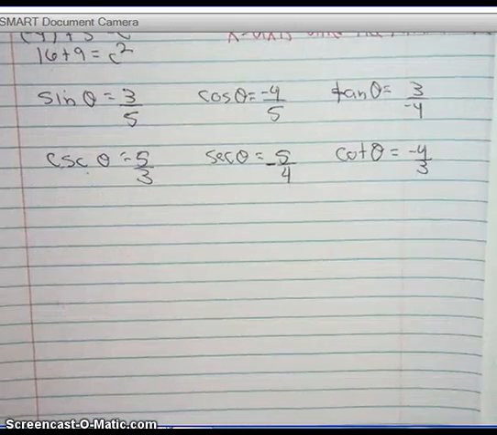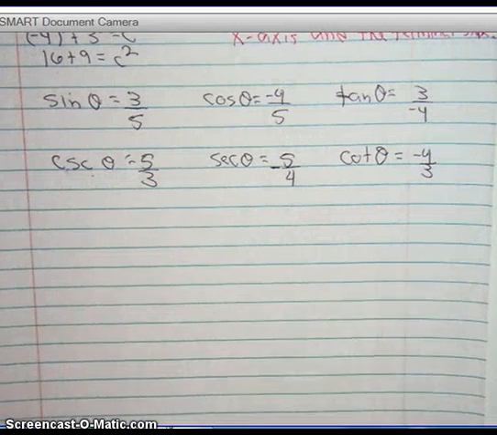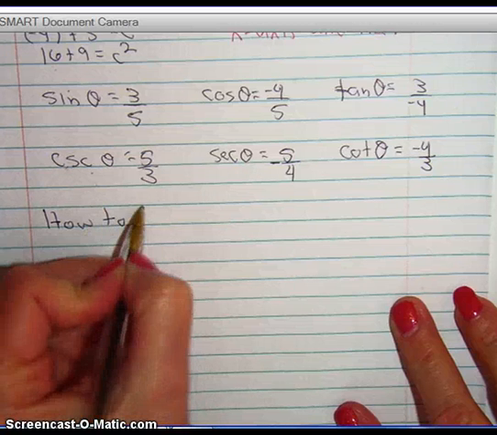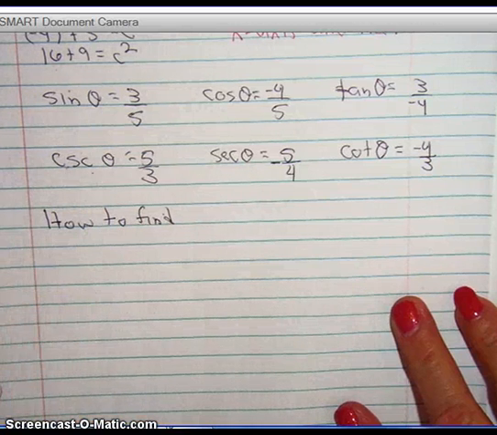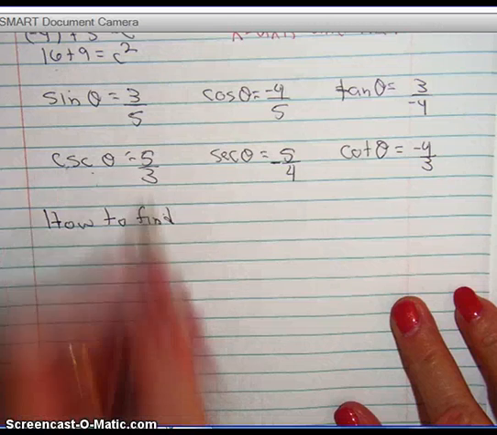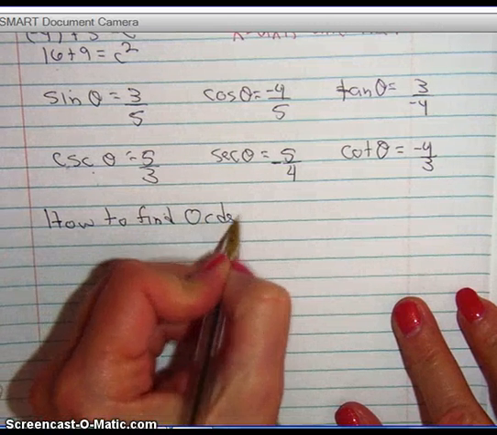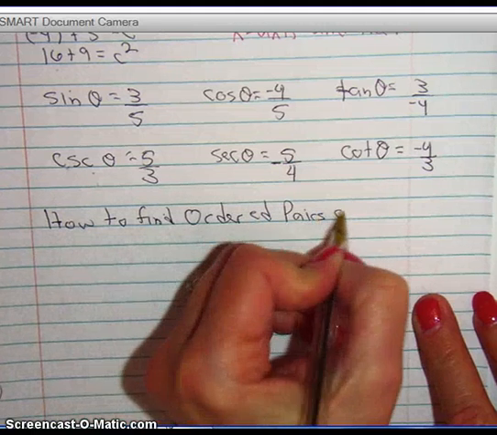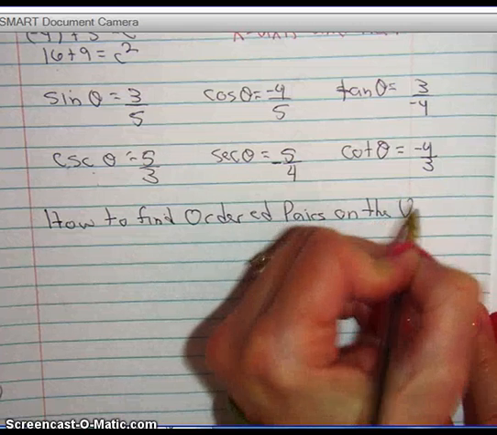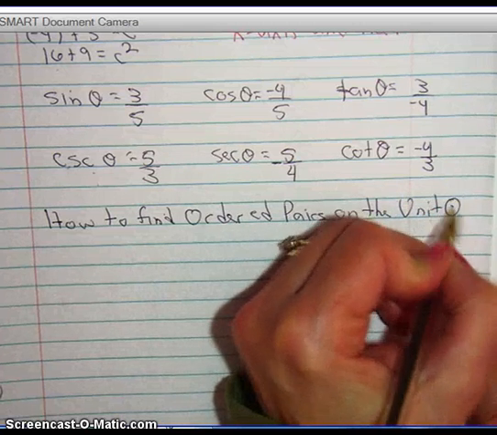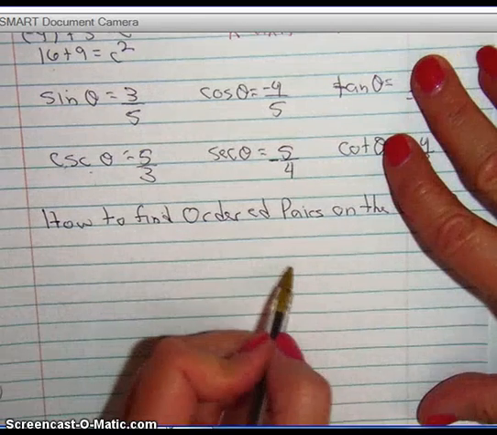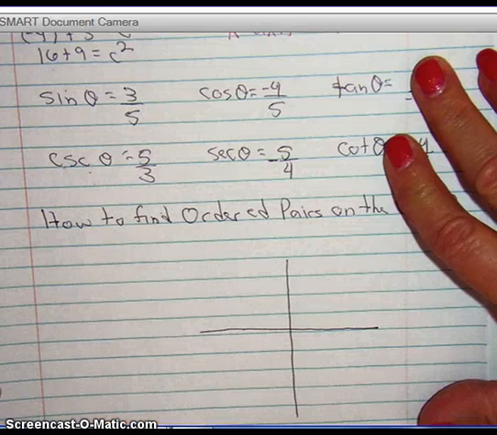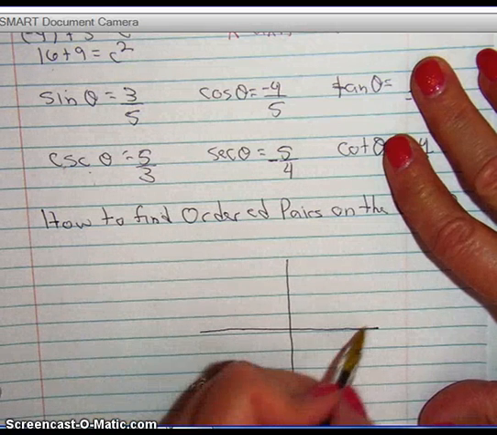All right, good. Now, we're going to talk about how to find ordered pairs on the unit circle. Okay, so let's draw an XY axis.